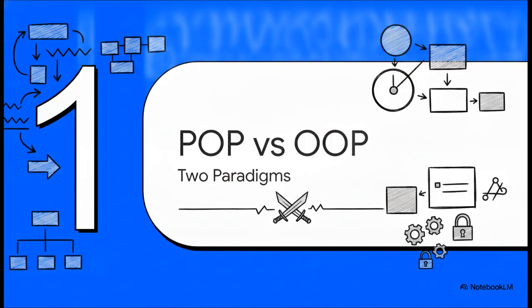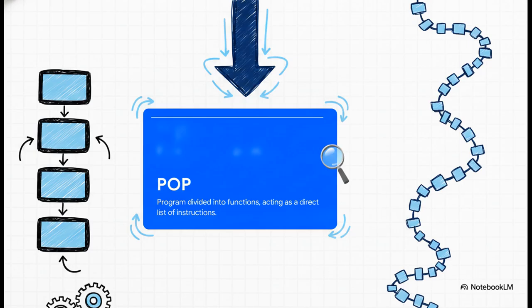All right, let's kick things off with Section 1, two paradigms, POP versus OOP. So to understand this bridge we're building, we really have to figure out where it starts. C is built entirely on procedural-oriented programming, or POP for short. In this paradigm, your program is essentially chopped up into standalone functions. It acts as a direct, top-down list of instructions. You are literally telling the computer precisely what to do, step by step in a superlinear fashion.